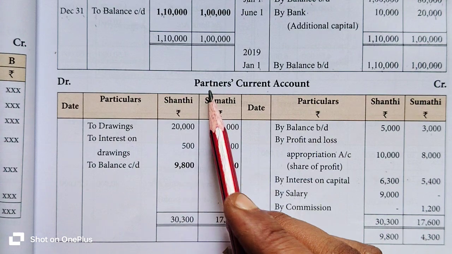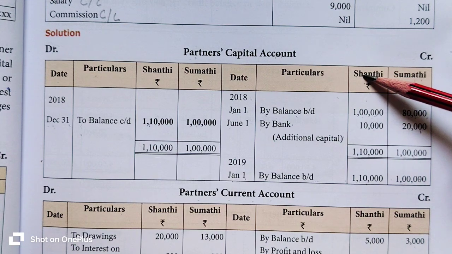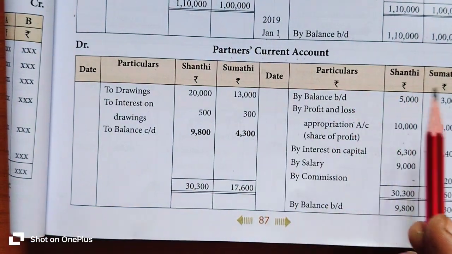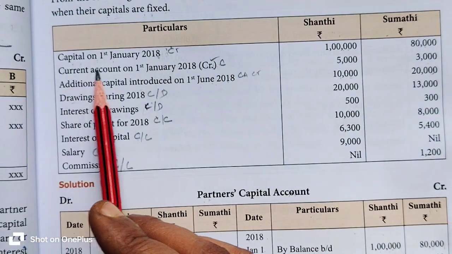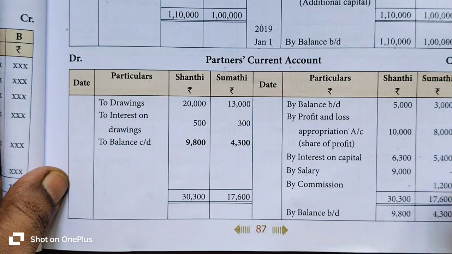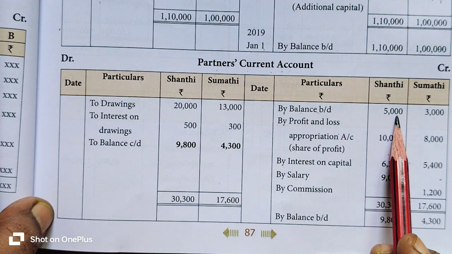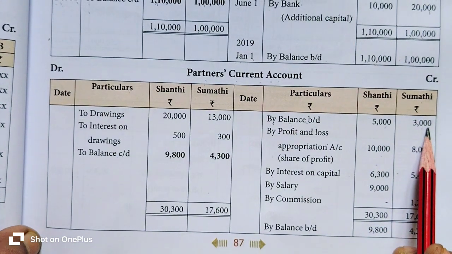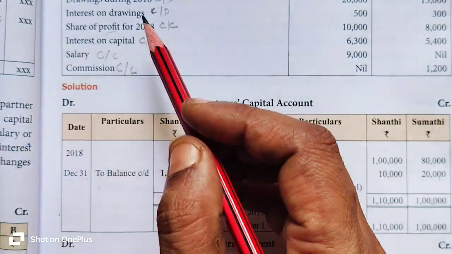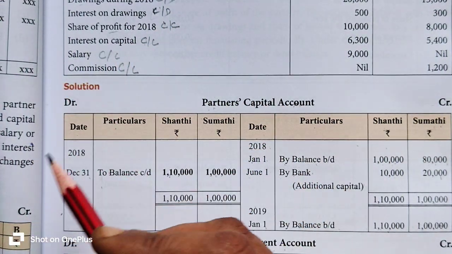Then you are going to prepare the partners' current account. The same format you wrote in the capital account, you should write for the partners' current account. What they have given here is the partners' current account opening balance on 1st January 2018, given as credit. So on the credit side, you have to write by balance brought down: 5,000 for Shanti, 3,000 rupees for Sumati. Then we have already marked the items that appear on the credit side and the debit side of the current account.